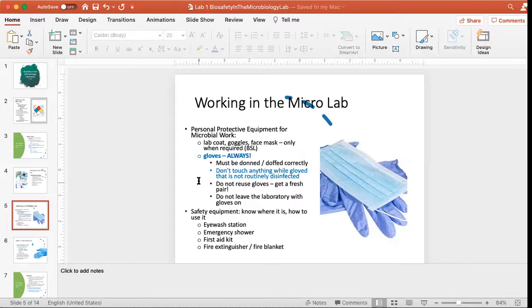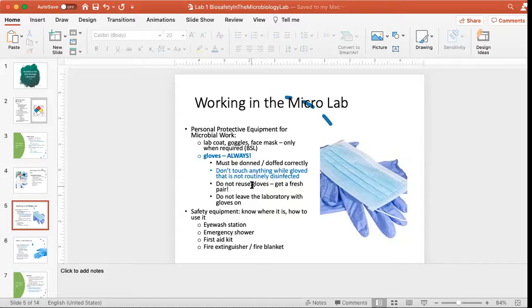So what kind of things are those? You don't want to touch your eyeglasses. You don't want to touch your hair. You don't want to touch your jewelry. You don't want to touch your laptop. You don't want to touch a microscope with your gloves on. Gloves, once they're on, should be thought of as being contaminated, even if they're not. Once you put your gloves on, you should treat them as though they have microbes on them. And don't touch anything that you cannot disinfect.